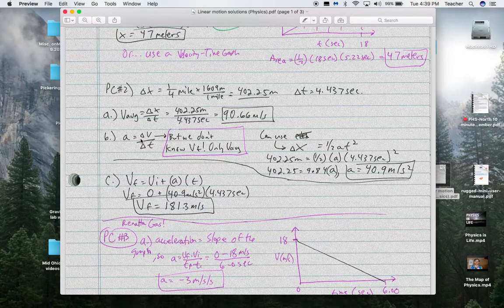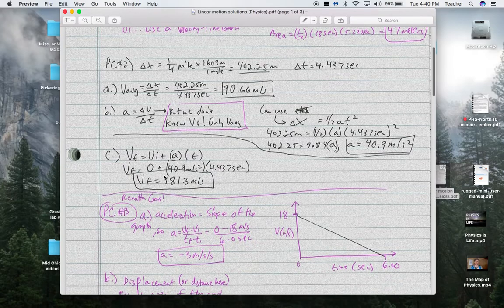There is a way to do that, I think, using formula 2, but I think the easier way is to simply go back to this formula 4 here. Start from rest, we're going 402.25 meters. We know the time. We can rearrange this algebraically to solve for acceleration. So it's around 41 meters per second squared.